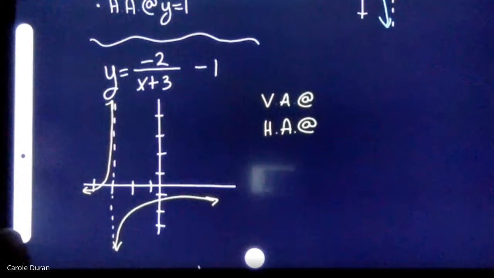Hey, can you move the camera over a little bit? Is there any other direction? There we go. That better? Okay. Yeah. Always let me know if you can't see something, because I don't know what you see versus what I see. Again, I would like to identify my vertical asymptote and then my horizontal asymptote or asymptotes, depending on if there's one or more.